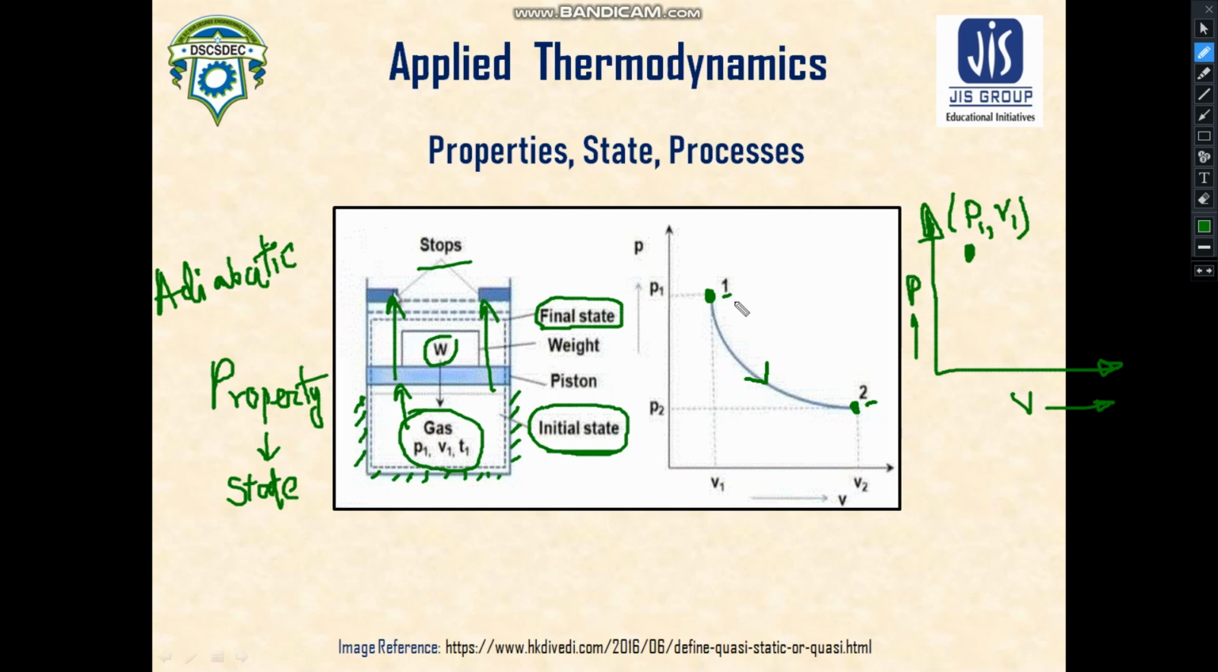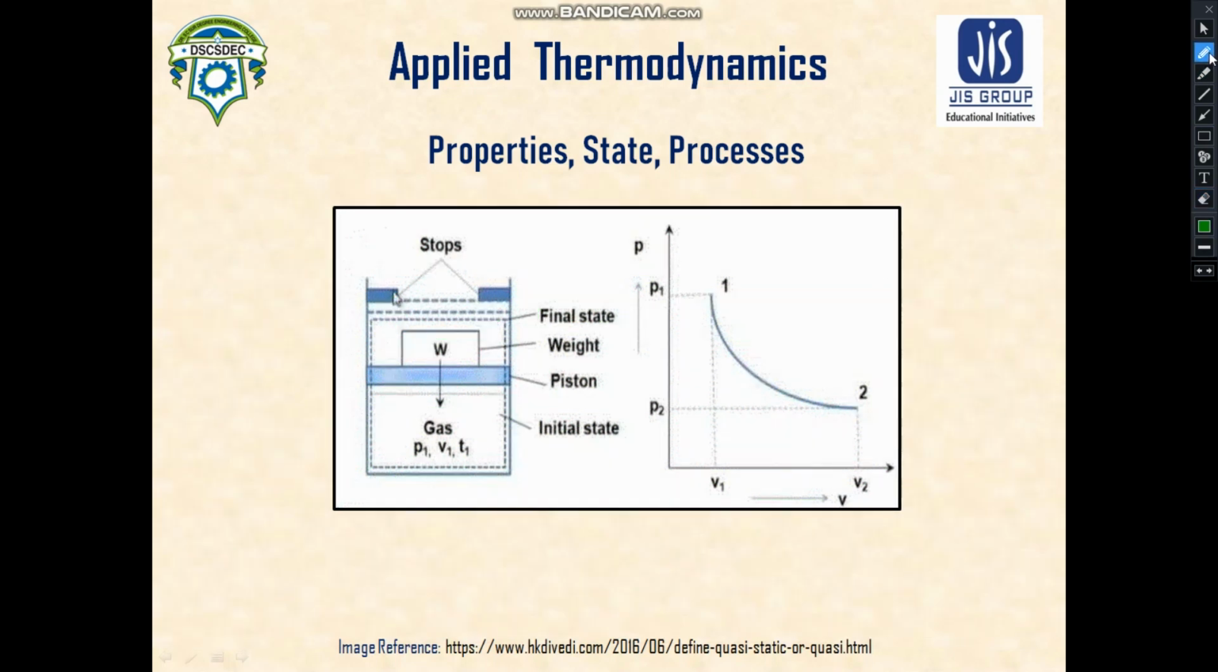Now these thermodynamic processes can be different. It can be numerous. Let us start with isobaric. Okay, so this is isobaric.